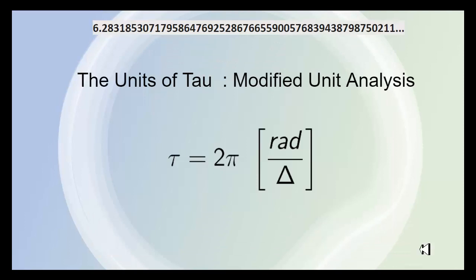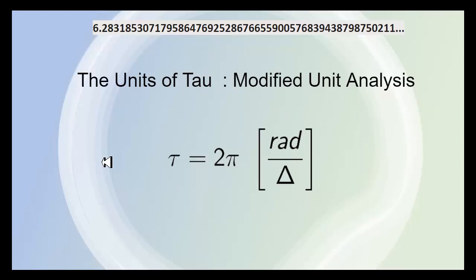So what are the units of this constant tau? Well, in standard unit analysis, the units of tau would be the same as the units of pi, and it would be radians. But in modified unit analysis, I have both radians and cycles as units in my unit list. And so the units of 2 pi in modified unit analysis is radians per cycle.